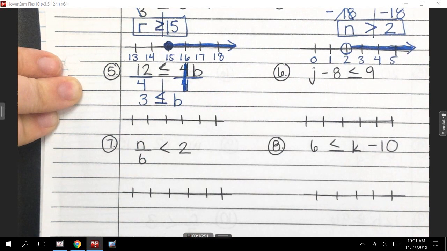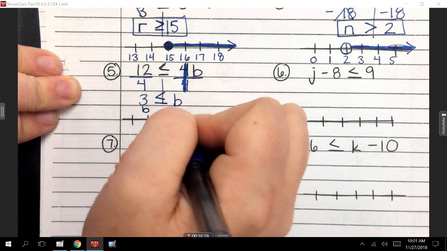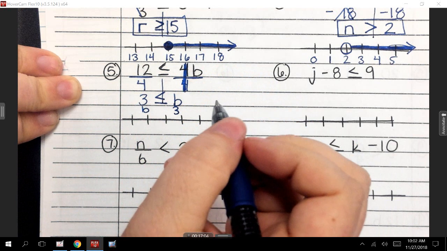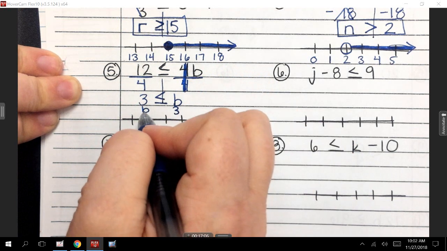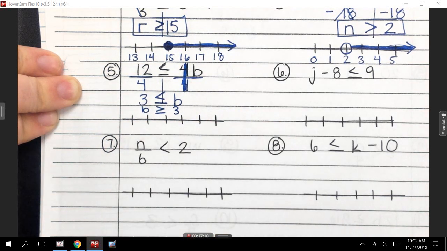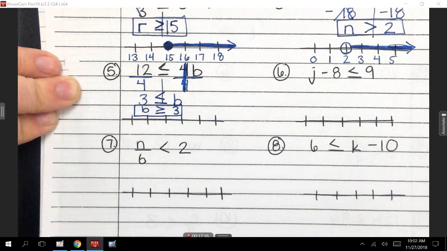Is that a good answer? Is that a good way to write my answer, Lauren? No, what should I do? Your sign? So she said switch the b and the 3, and then we also have to flip that symbol. All right, so we're changing the less than to greater than now. So now that's a good answer. B is greater than or equal to 3.